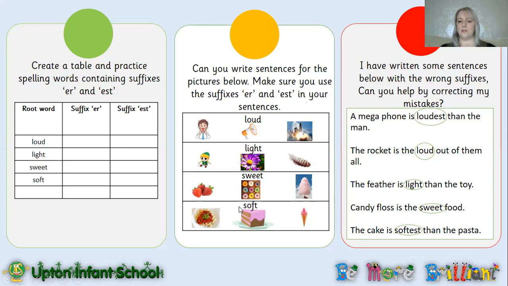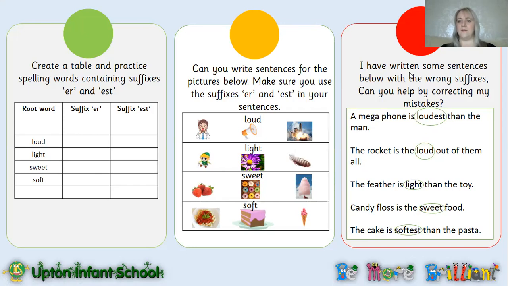And then we've got the word soft. Now, pasta, when it's cooked, is very soft, but a cake is even softer. But the softest thing of all is that yummy ice cream on the top of that cone. I wonder if you could have a go at writing some sentences to match these pictures.